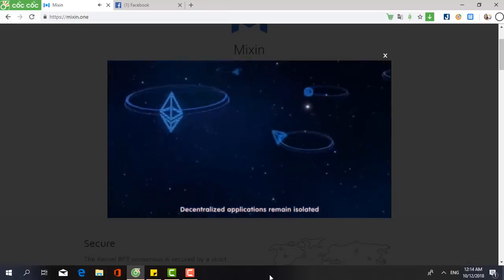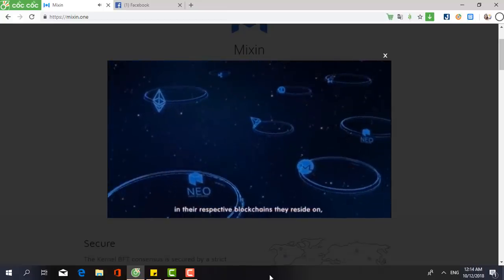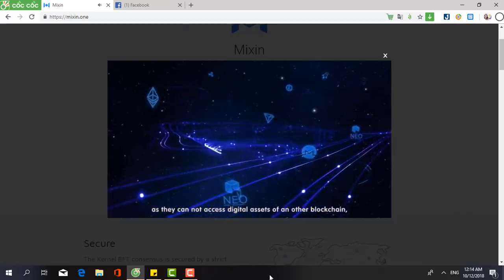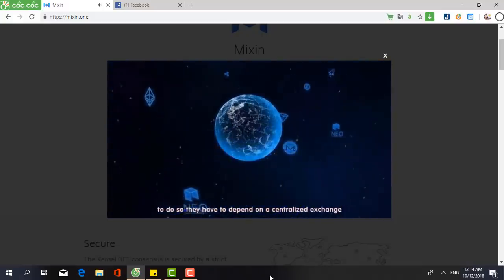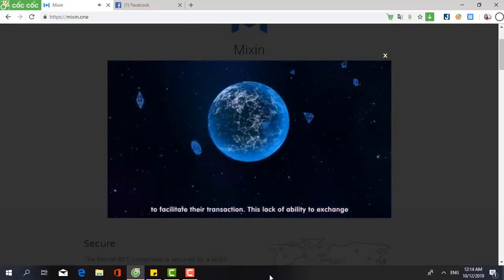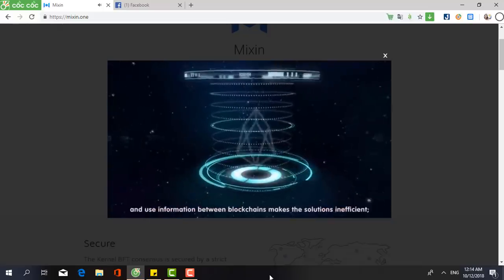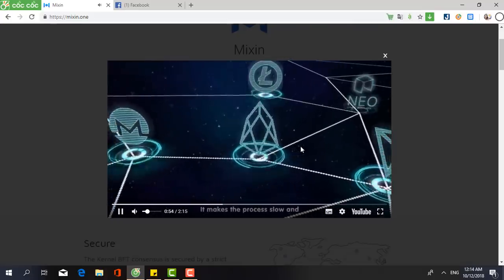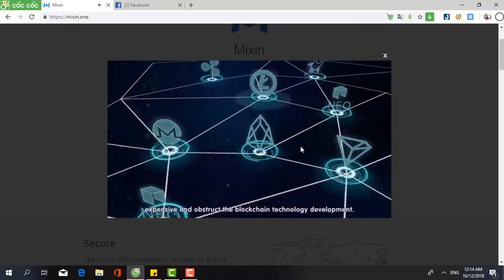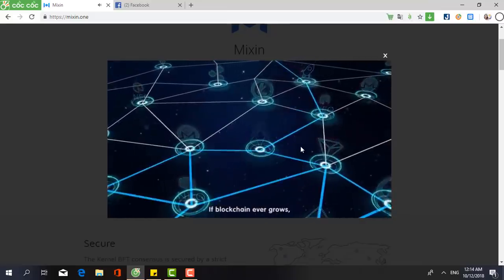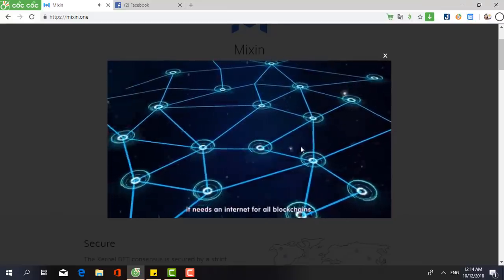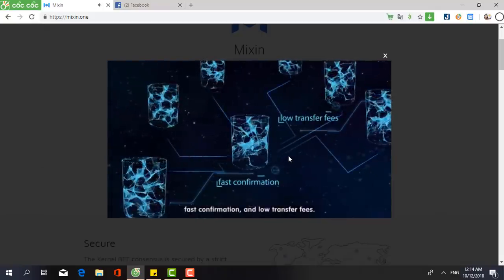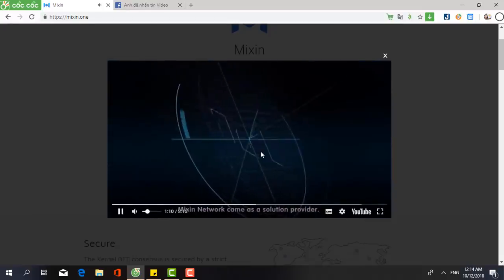Decentralized applications remain isolated in the respective blockchains they reside on, as they cannot access digital assets on the other blockchain. To do so, they have to depend on a centralized exchange to facilitate their transaction. This lack of ability to exchange and use information between blockchains makes the solutions inefficient. It makes the process slow and expensive and obstructs the blockchain technology development. If blockchain ever grows, it needs an internet for all blockchains. A silo breaker with enough capacity, fast confirmation, and low transfer fees. Mixin Network came as a solution provider.